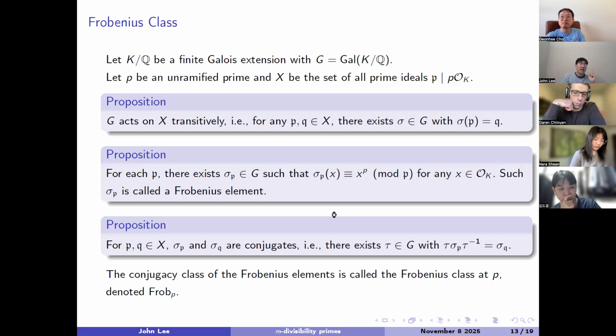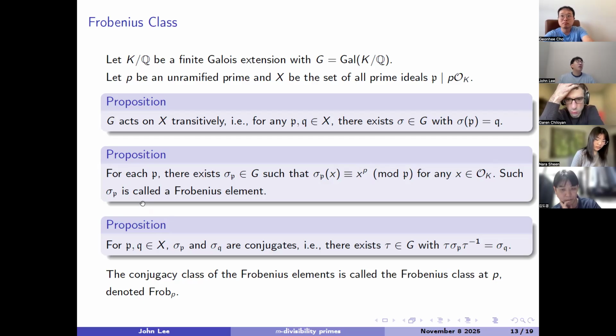First proposition: G acts on X transitively. That means if you choose any prime lying above P, you can find a Galois automorphism of K over Q sending one prime to another. Second proposition: for each prime, there is some Galois automorphism sigma P with the property that sigma P of x is congruent to x to the power P mod P for any x in the ring of integers. As such, sigma P is called the Frobenius element at P.